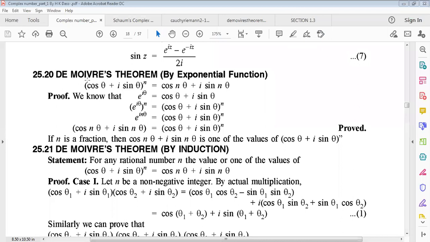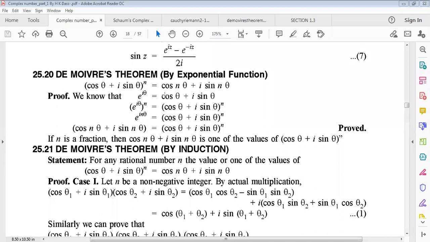First of all, what is de Moivre's theorem? The statement is (cos theta plus i sin theta) whole to the power n, where n may be a positive or negative integer, or a fraction. We proved this theorem in three cases in the previous class. De Moivre's theorem says (cos theta plus i sin theta)^n equals cos n theta plus i sin n theta. n is multiplied with the angle. This is the statement of de Moivre's theorem.